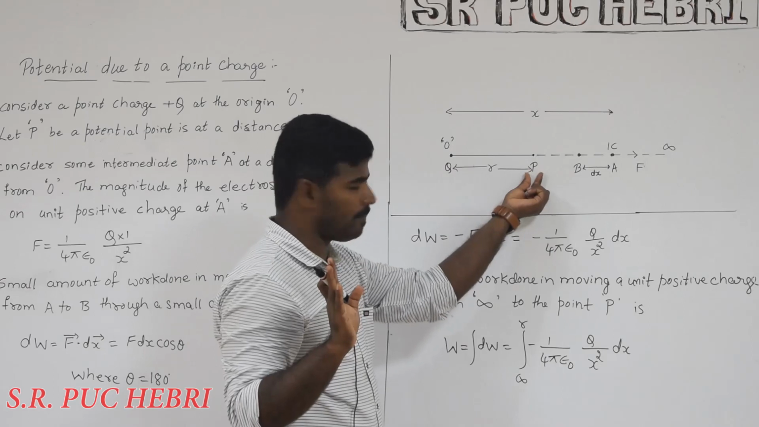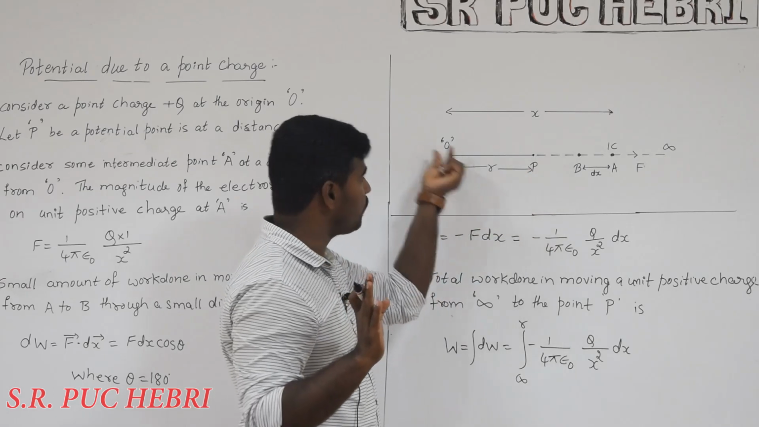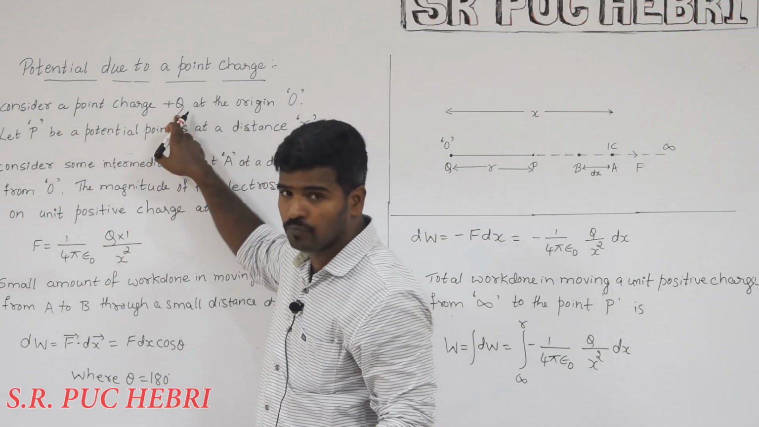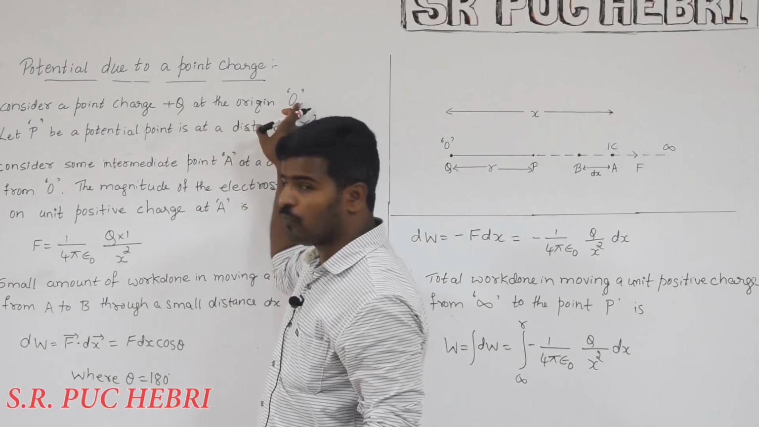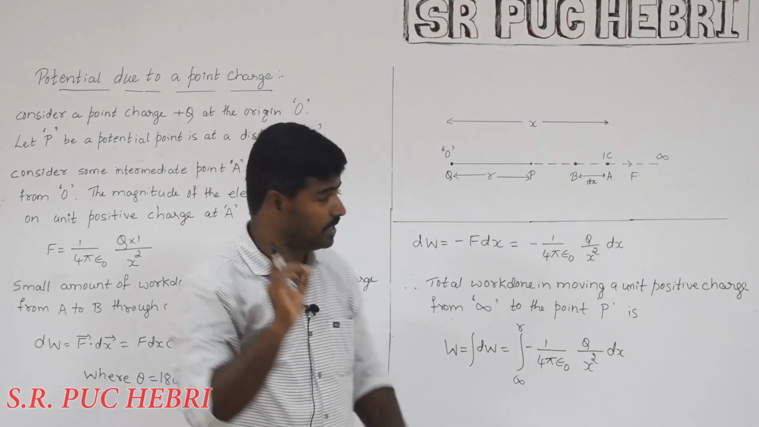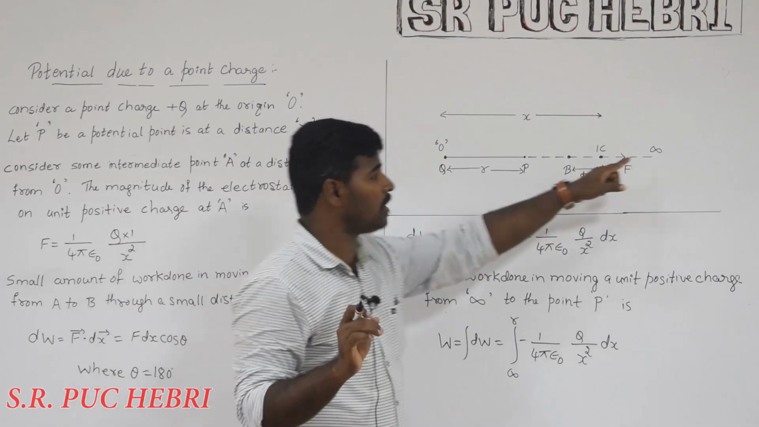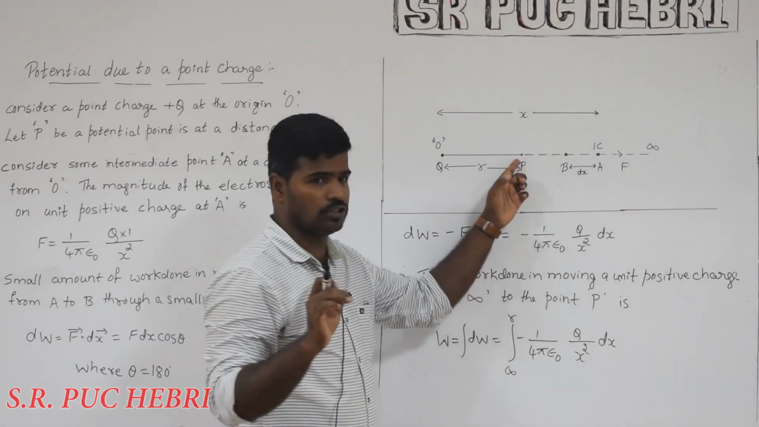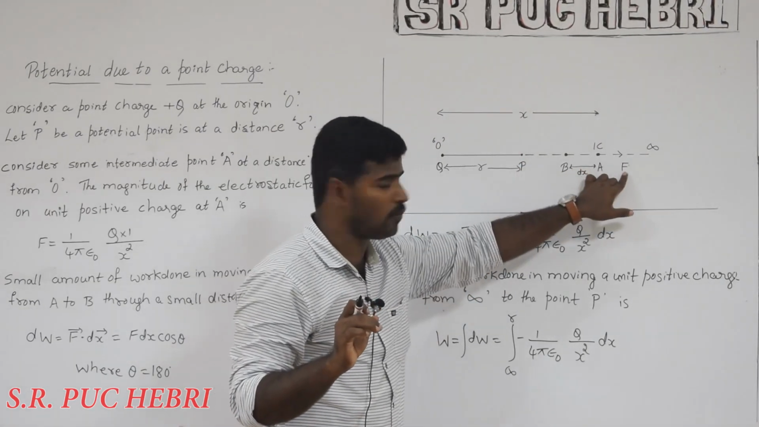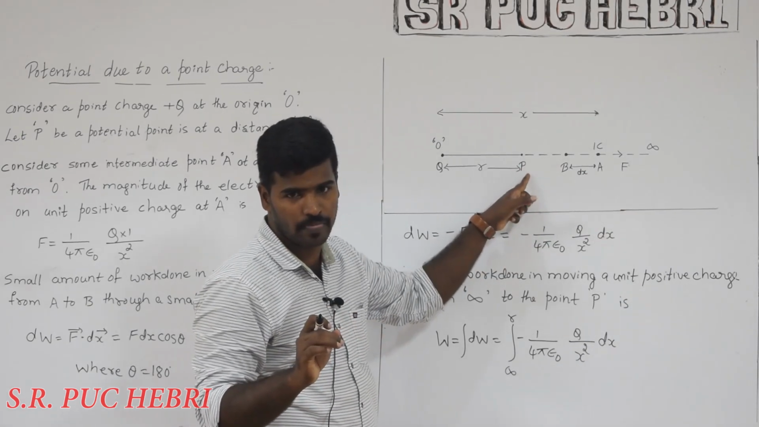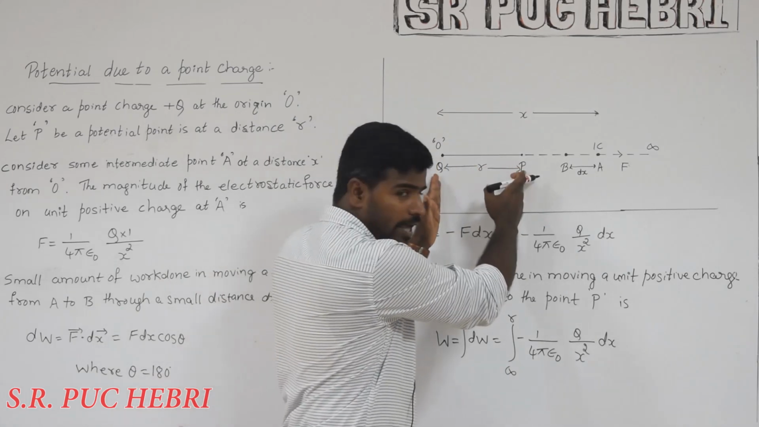Therefore, let P be a potential point at a distance R from O. Consider a point charge plus Q at the origin O. Let P be a potential point at a distance R, which means the work done in bringing the unit positive charge from infinity to that point against the electrostatic force of the field. Therefore, the point P is where the potential develops. Based on that, we are done with the diagram.